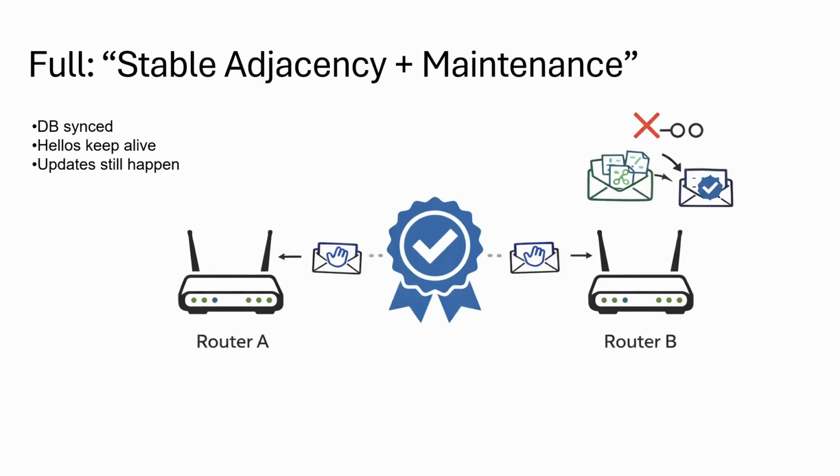State 7, full. Databases are now synchronized. That means that DB sync is complete. They now have a consistent LSDB for their area relationship, and they are fully adjacent. While stable, they keep sending hellos to maintain the relationship. And if topology changes later, updates happen again.